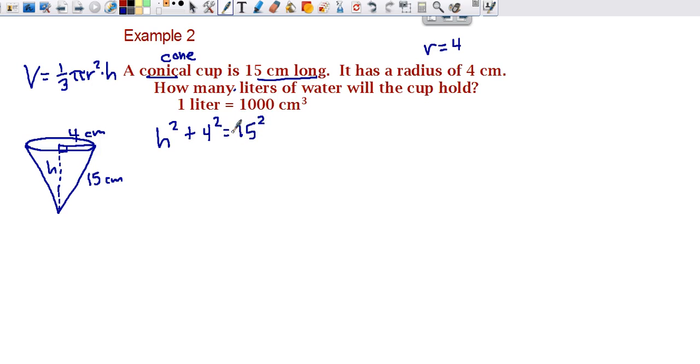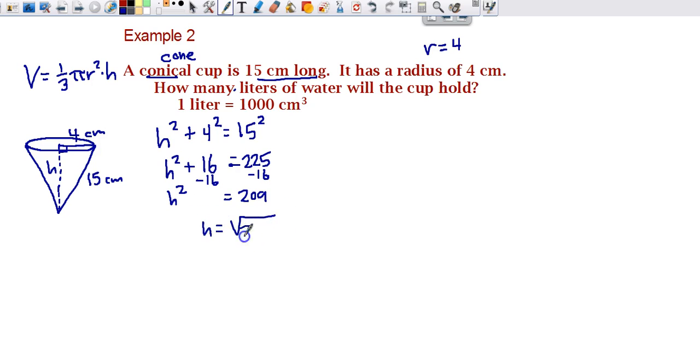So take a second, pause it if you'd like. I'd like you to try to solve this out yourself. All right, hopefully you've attempted it. Let's just double check our work. This is 16. 15 squared is 225. We want to subtract that. So if you take away 16, you're going to get, oh, what is that? 209.